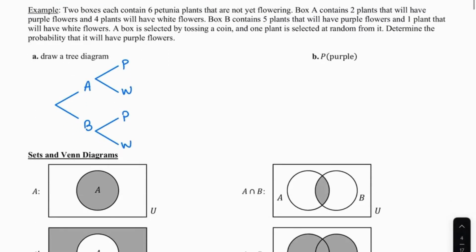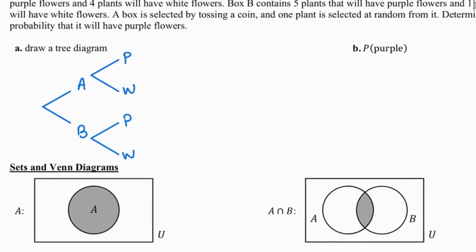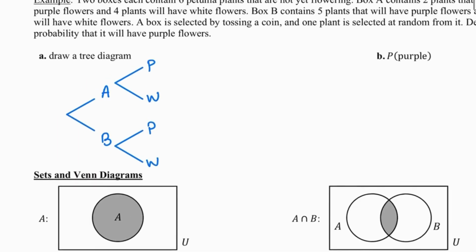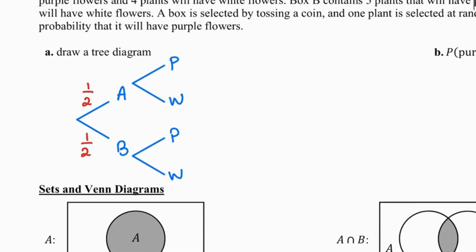What if you have 2 boxes with 6 petunia plants in each of the boxes? However, box A only has 2 of those plants that are purple and 4 of them that are white. Box B has 5 of them that were purple and 1 that is white. So what I need to do is go through the probabilities of each. Well, did it talk about how we select box A and B? Oh, you flip a coin. So if you say heads is A and tails is B, that means there's a 1 out of 2 chance of getting box A and a 1 out of 2 chance of picking box B.